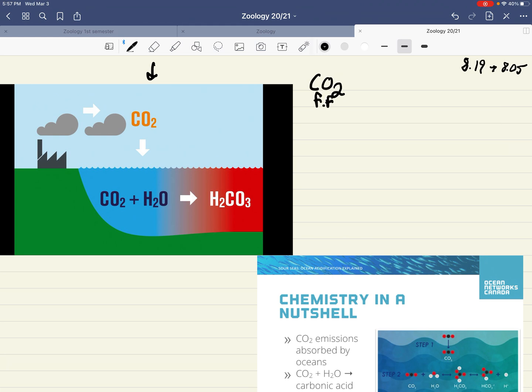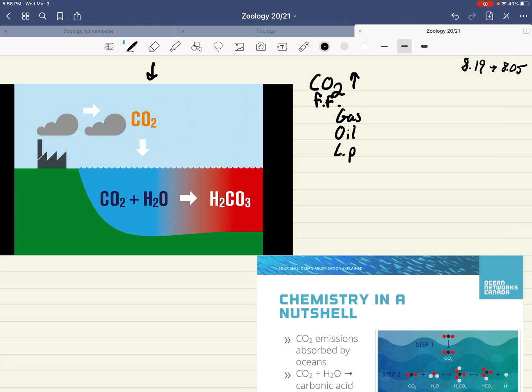Okay, and fossil fuels are things like gas, oil, propane, natural gas, charcoal. And so as we do human activities by using these fossil fuels, we are increasing the amount of CO2 in the atmosphere. Okay. Now, that causes climate change, but it can also cause something else in the ocean.